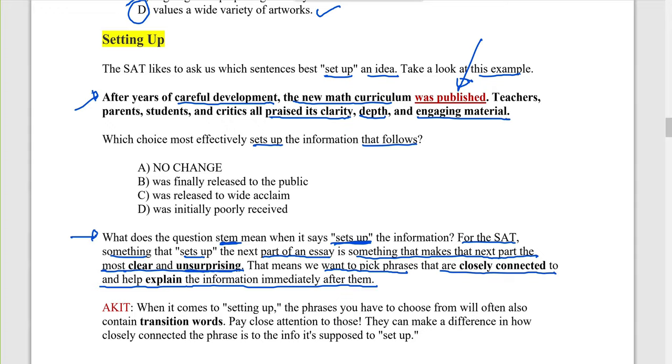Okay. If after years of careful development, the new math curriculum was published, does the following sentence reflect the previous one? Teachers, parents, students, and critics all praised its clarity, depth, and engaging materials. Okay, A, of course, no. Was finally released to the public. Does it mean was finally released to the public? That makes the parents, students, and critics praise the clarity?